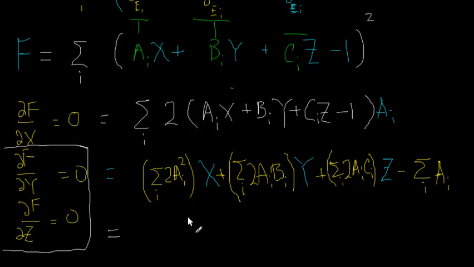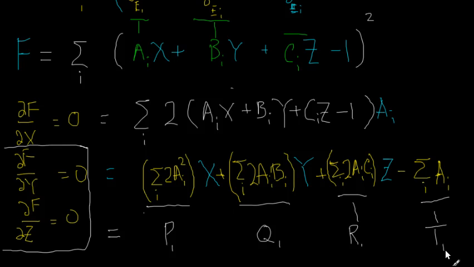So to make it look simpler, I'm going to rename this as P1, I'm going to rename that as Q1, we rename that one as R1, and then that one as T1.